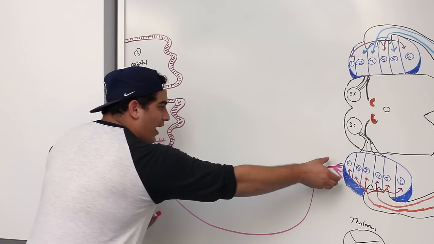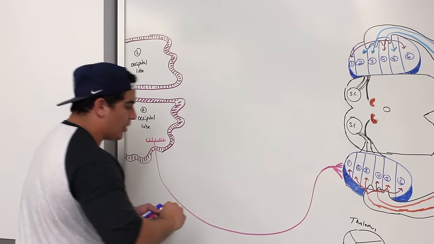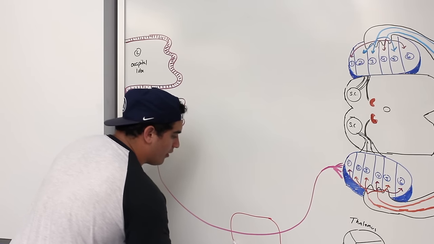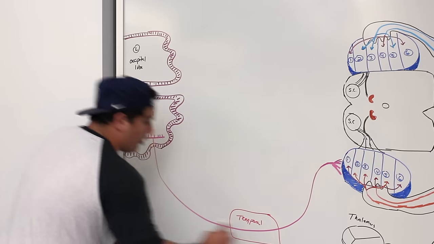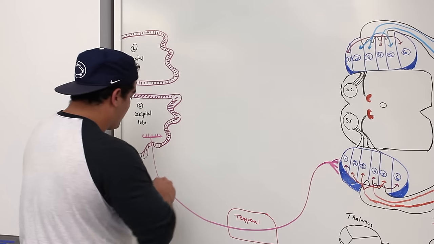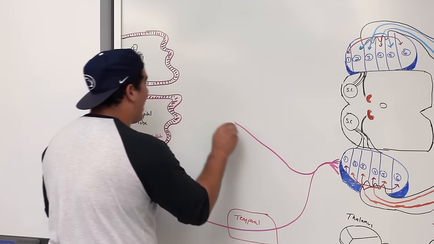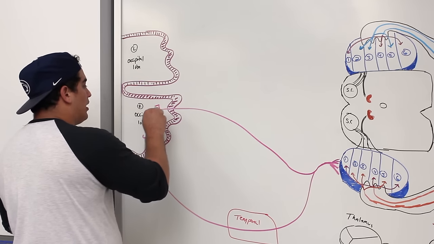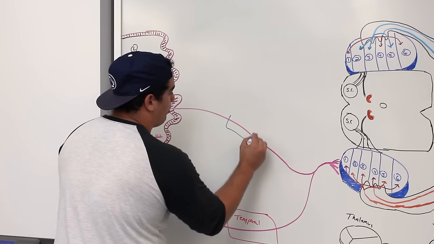Now, some of the fibers from the lateral geniculate nucleus move through an area of the brain called the temporal lobe to go to the occipital lobe. Some of the fibers actually move through the parietal lobe to come to the occipital lobe. So what's the other one right here? This would be the parietal lobe.